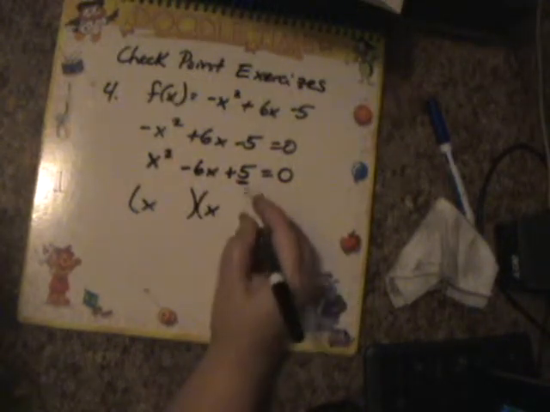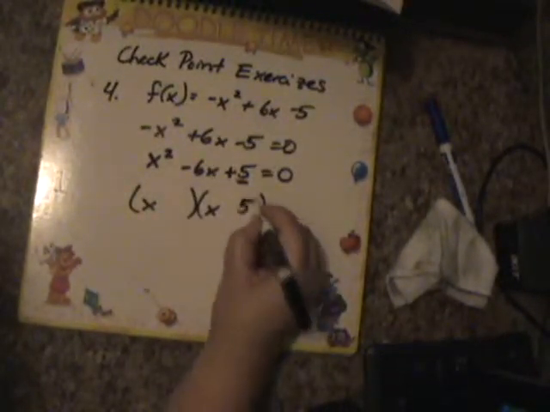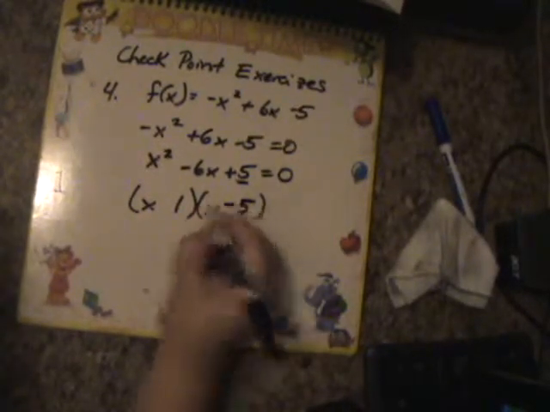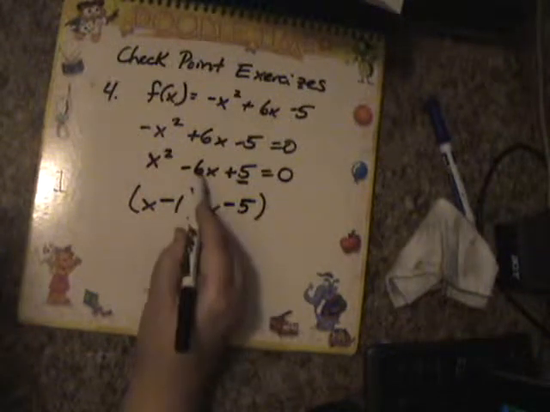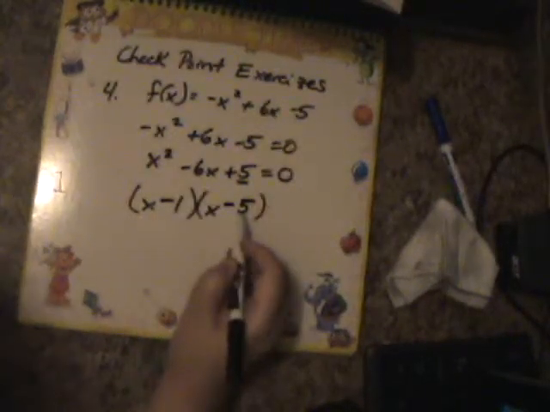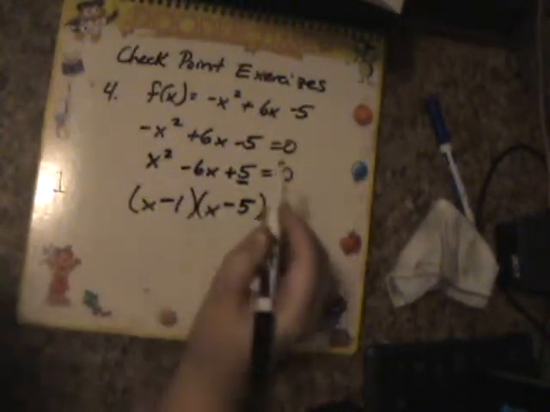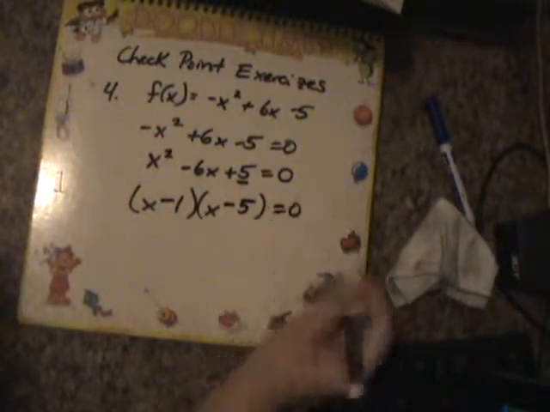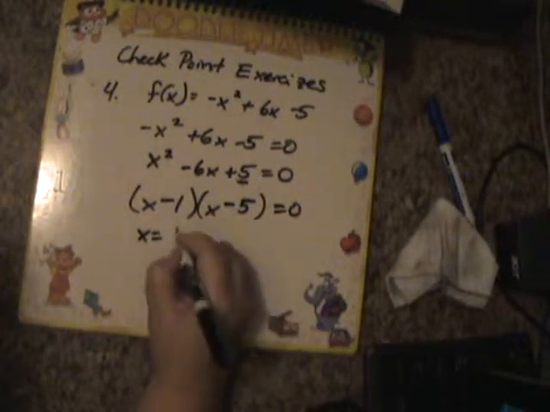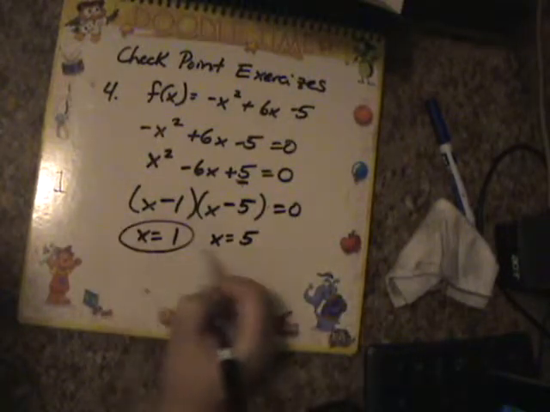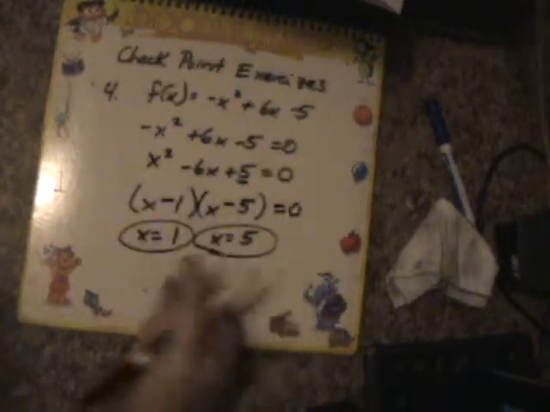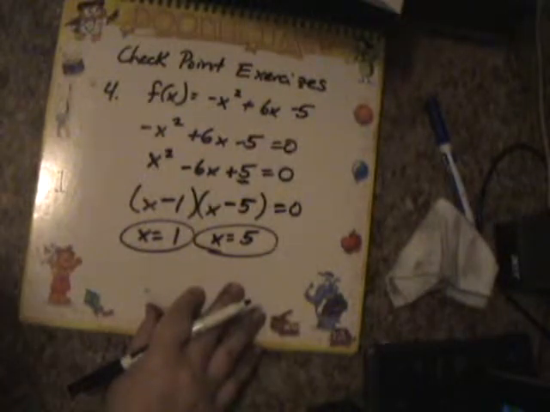5 is 5 and 1. I think that'll work. And it must be negative and negative because it's a negative 6. So negative 5 plus negative 1 is negative 6, and negative 5 times negative 1 gives me a positive 5. So that equals 0. So x is going to equal 1, and x is going to equal 5. Those are my 2 solutions for that problem, and that does match with the key.